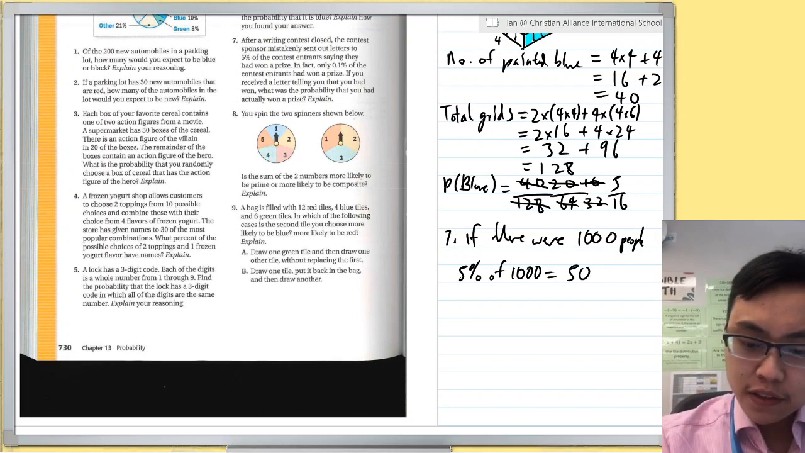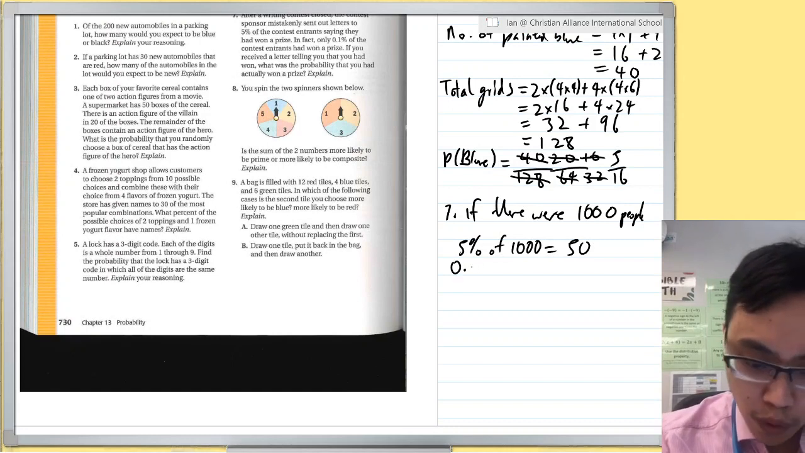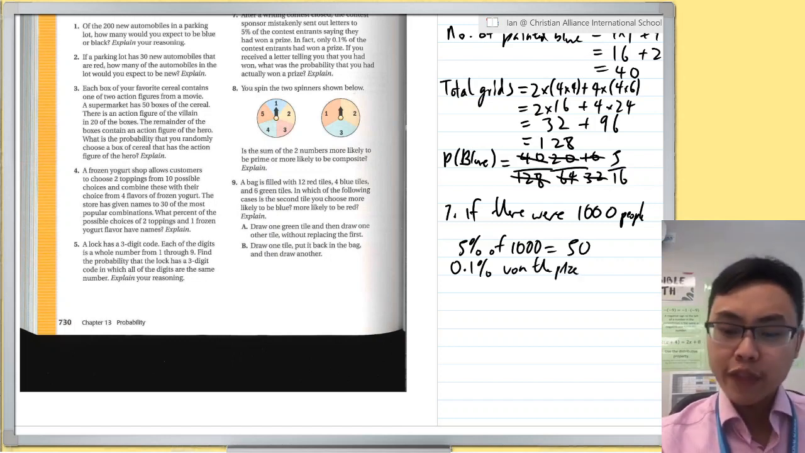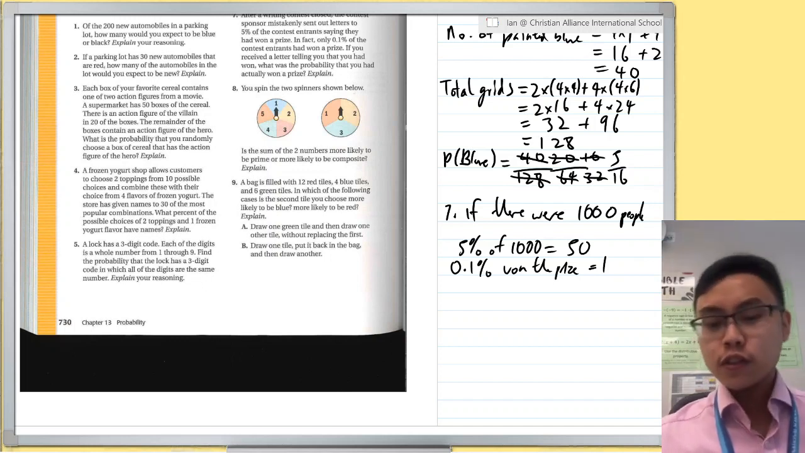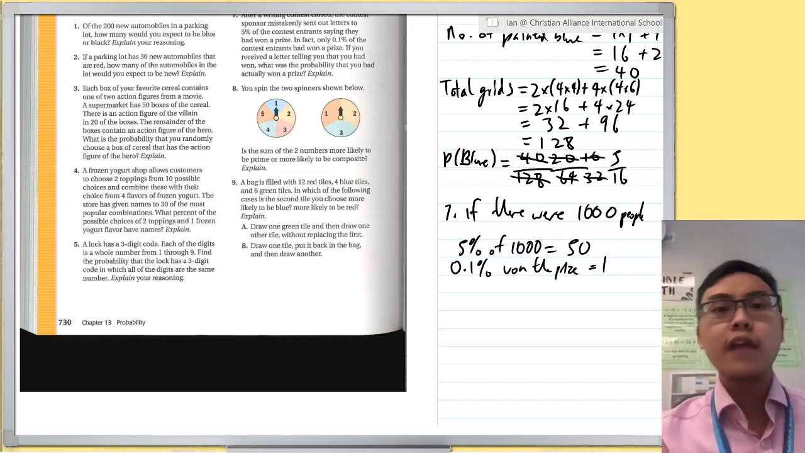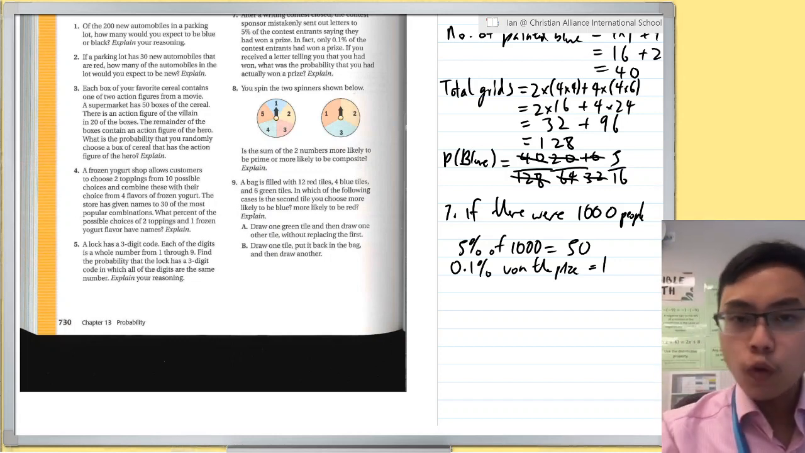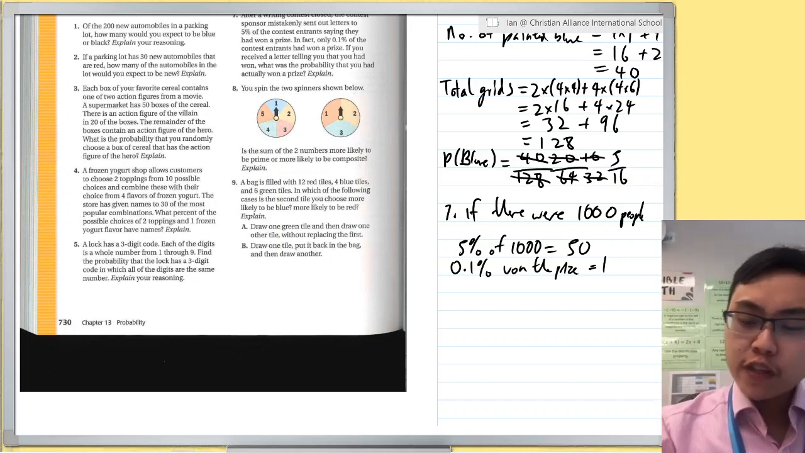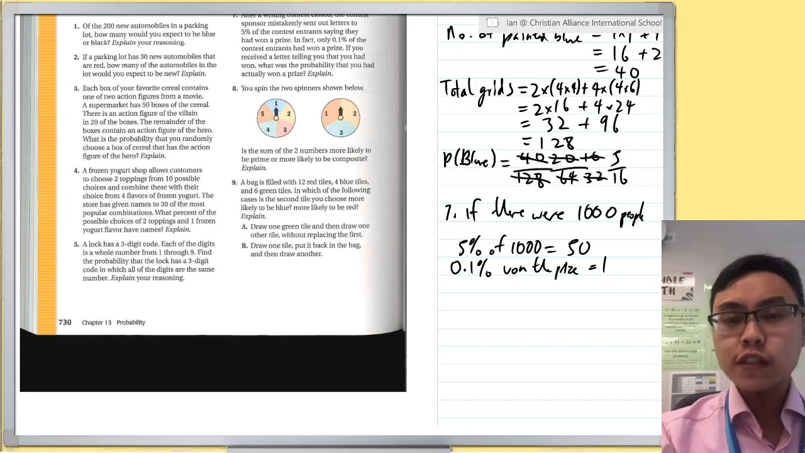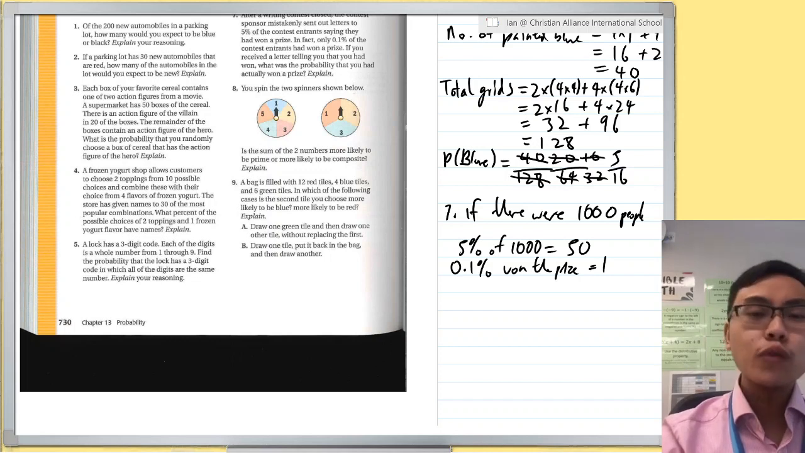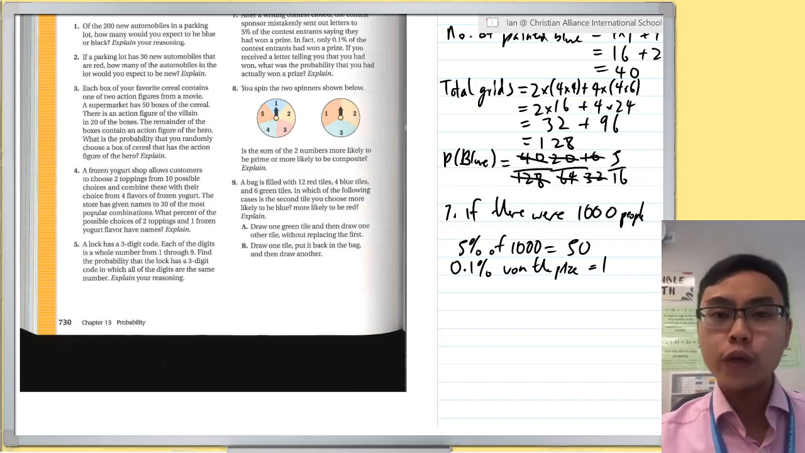But in fact, only 0.1% won the prize. And so 0.1% of 1,000 is equal to 1 winner. Of course, this is based on 1,000 people. It could have been 1 million, 10,000, or 100,000 or more, but I'm just using 1,000 because it's an easier number. So 50 out of 1,000 people received a letter, but only one person is the actual winner.